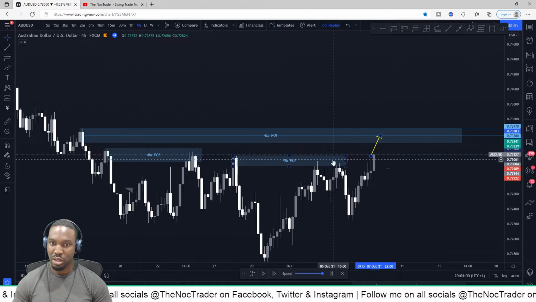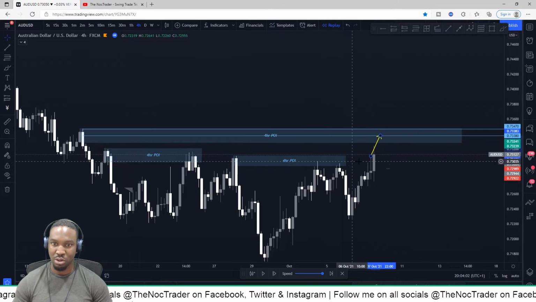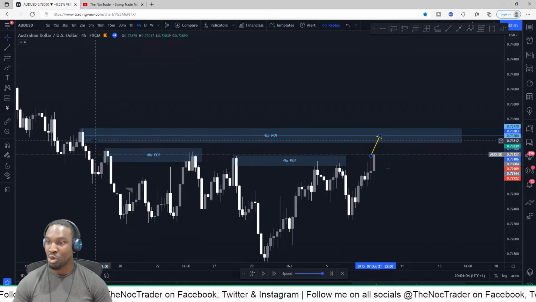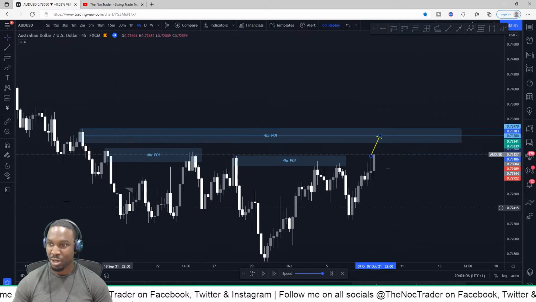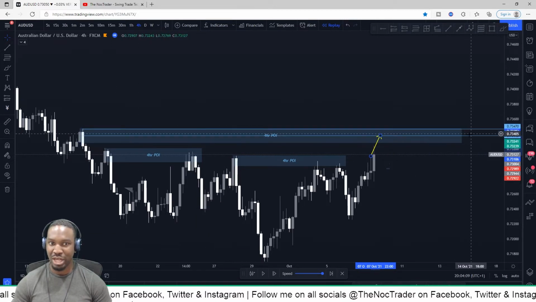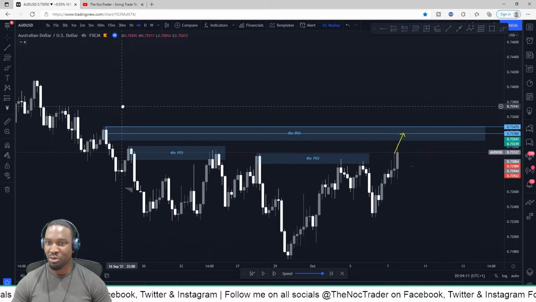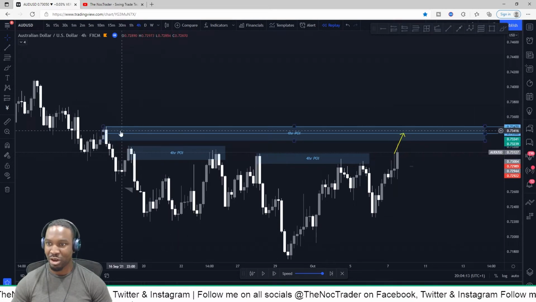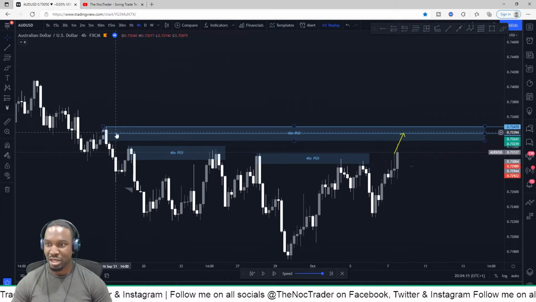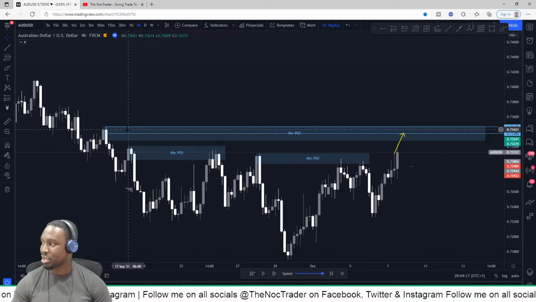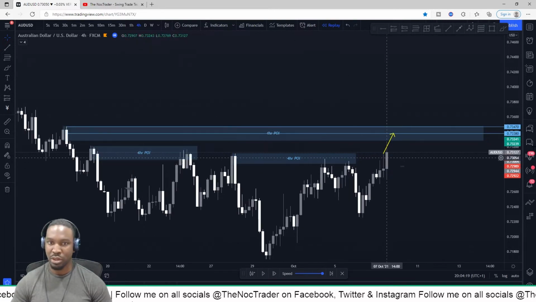Because it had broken through this 4-hour OB, that means this OB was no longer relevant, and the only order block that had not been mitigated was this 4-hour one. Now these two blue lines I drew here were a refined order block within this 4-hour order block. So I was looking for price to hit somewhere in between these two lines once you refine the order block.